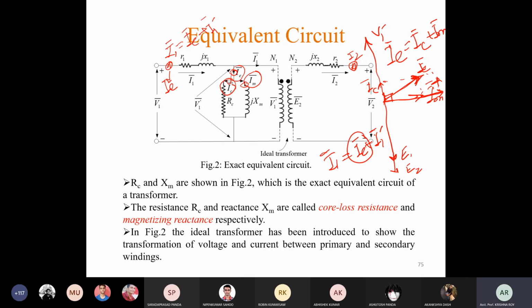So how to separate this IE and I1 dash, that will be discussed when we consider the open circuit test and short circuit test, how to separate these two components. Now the concept is we have the exciting current and it is resolved into two components, one along phi, another in quadrature with phi. That is why this angle is taken 90 degrees. Is it clear? Yes, sir.